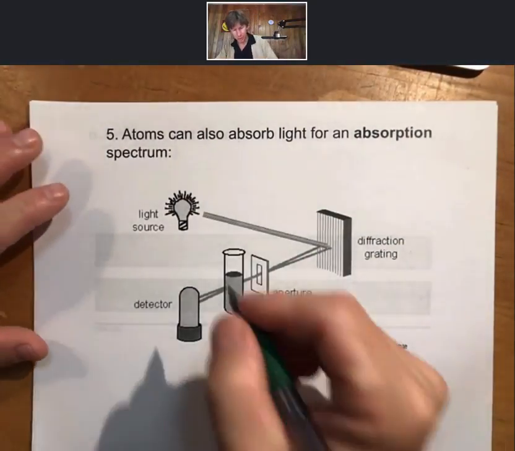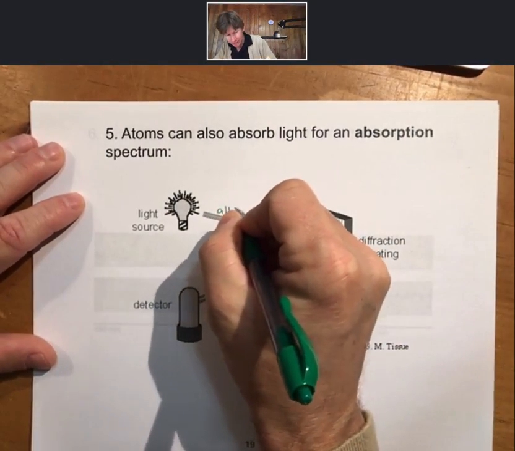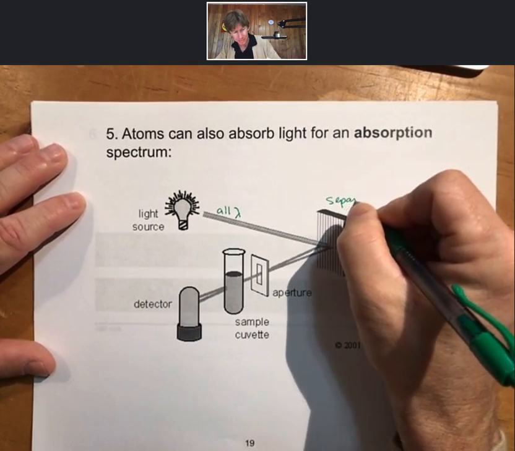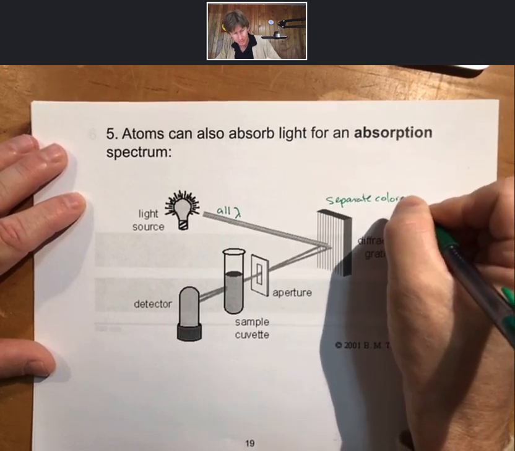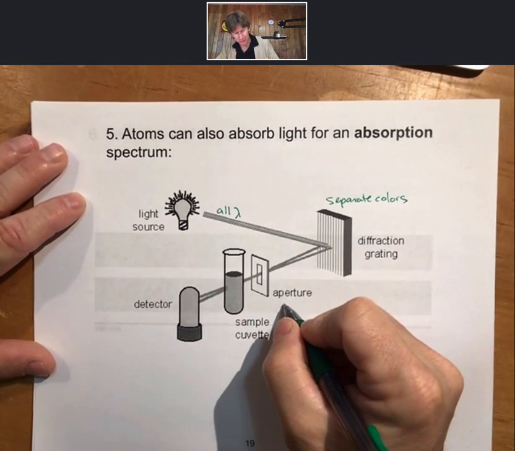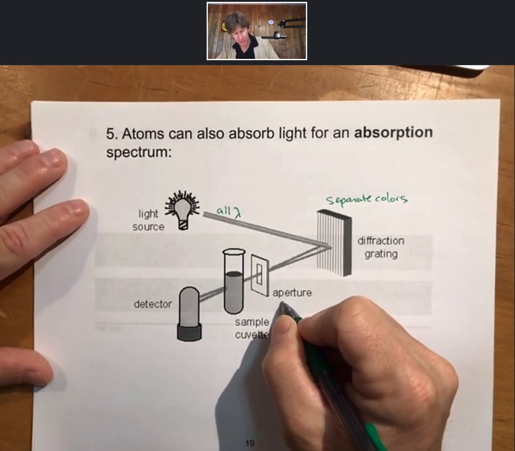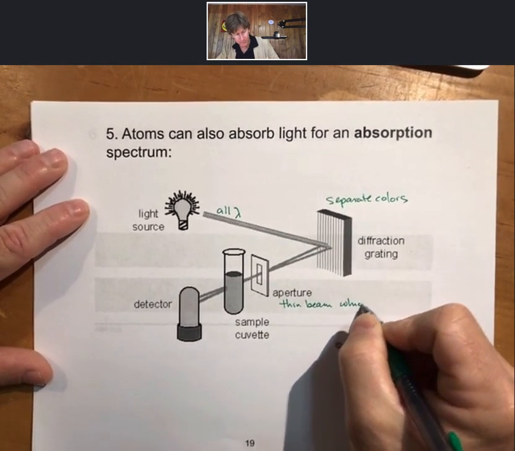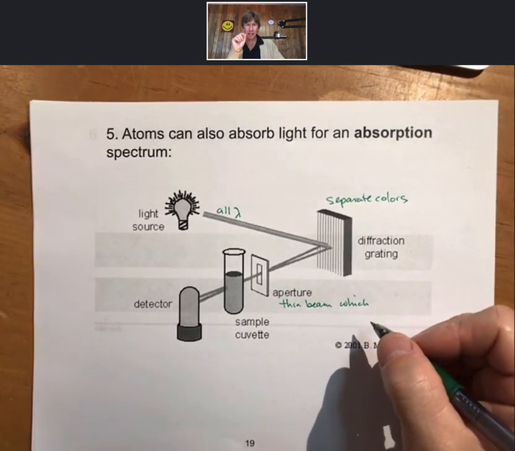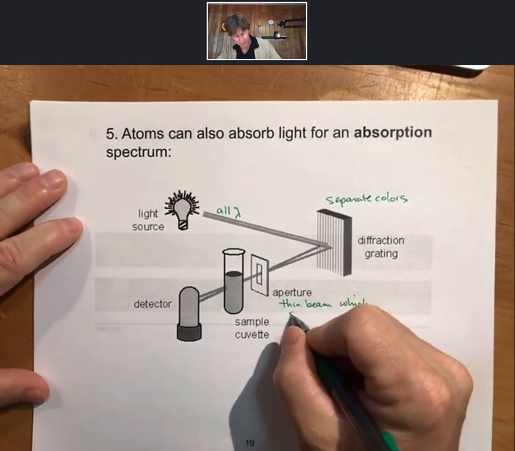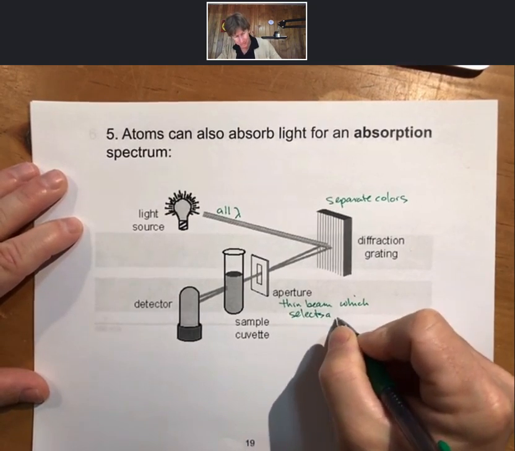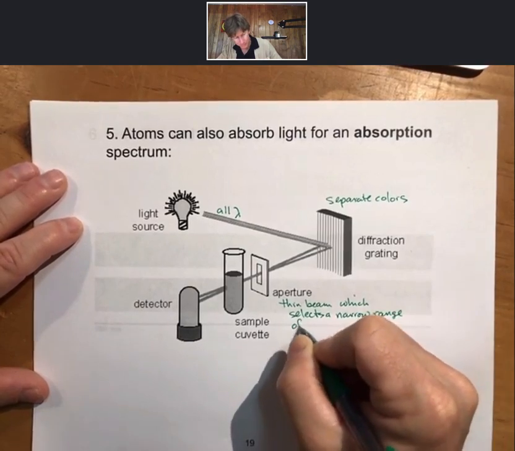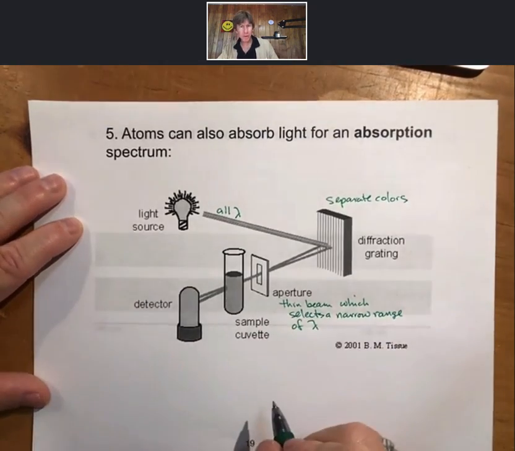So we start with all wavelengths. We use the diffraction grating to separate colors. We use an aperture to get a thin beam, which selects a narrow range of wavelengths. Put it through the sample.